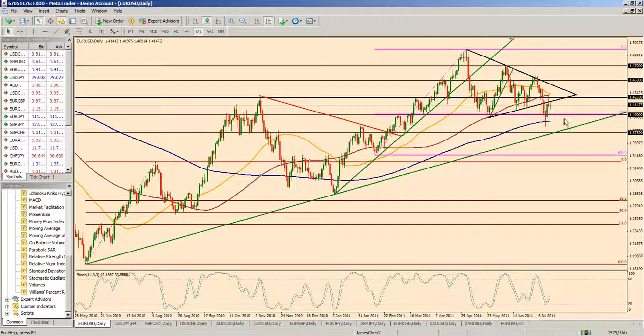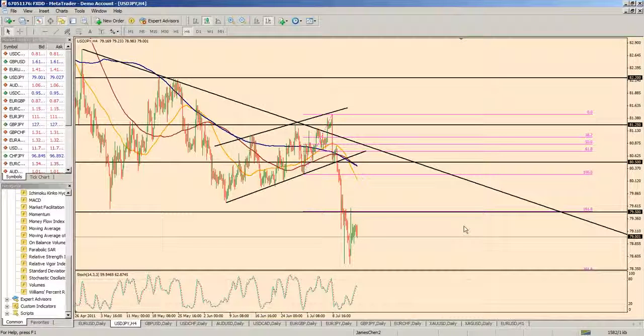But I'm looking for more downside on Eurodollar. Okay, more of a downside correction. I'm looking for another break below 140 for a possibility for yet another targeting 137.50. But not a lot of consolidation on Eurodollar. Not a lot of great opportunities there.